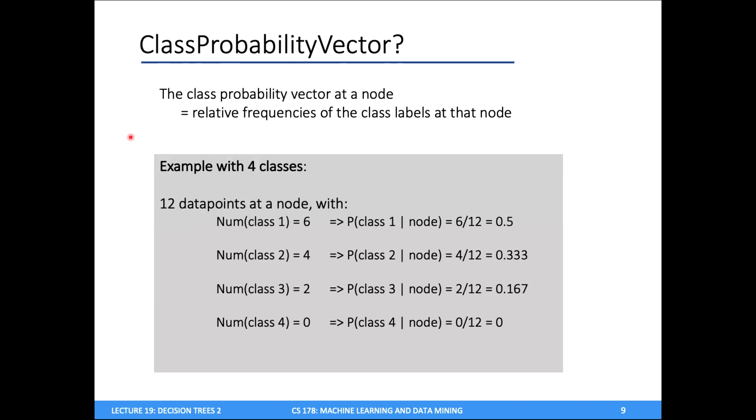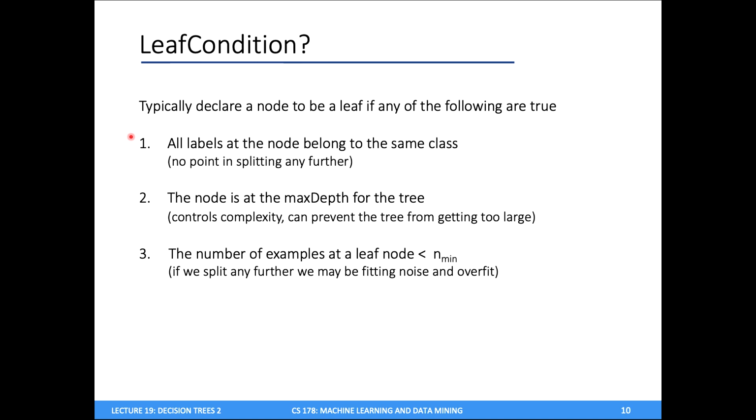We also need to consider what conditions on a node would lead to that node being considered a leaf. Typically, we do this if all the labels in that node we're considering are in the same class. Does it make sense to split the node in that case? We oftentimes also create a leaf node if we're at the maximum depth of a tree, making sure our trees don't grow too large, or if the number of examples we're considering at the current node is smaller than some minimal number of examples, again preventing overfitting.